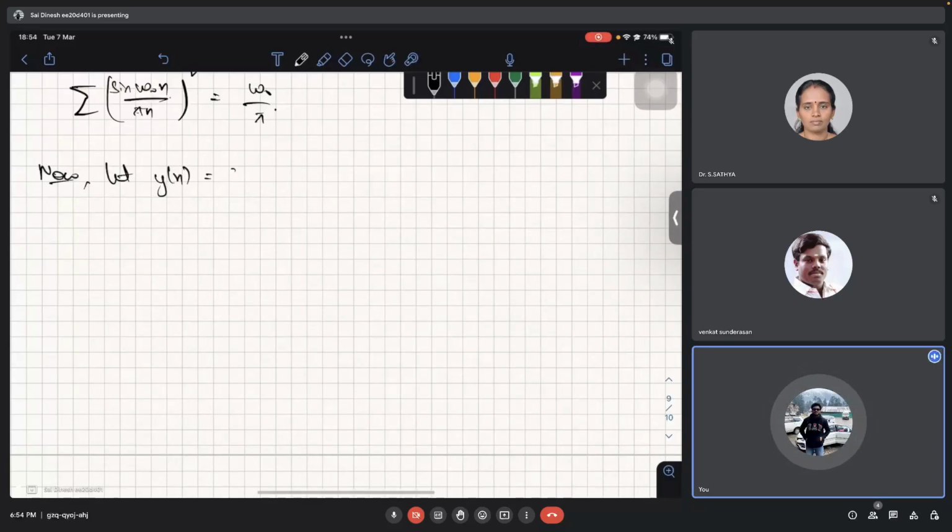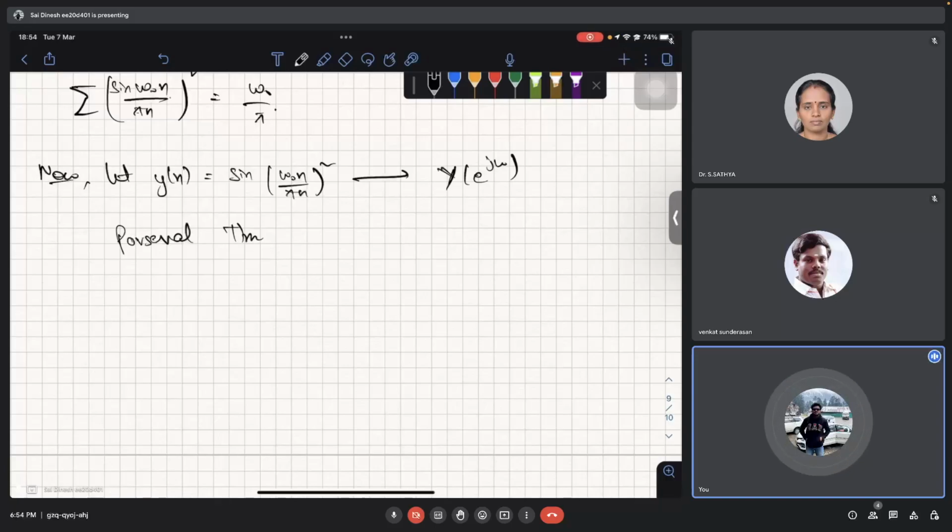So now let y of n be equal to (sin omega naught n by pi n) whole square. Now we find the DTFT of y of n, and then finally use Parseval's theorem to solve for the final answer. Now we need to go to the power 4 actually. So again apply Parseval's theorem and the energy, the norm conservation, and then finally solve for the final answer.